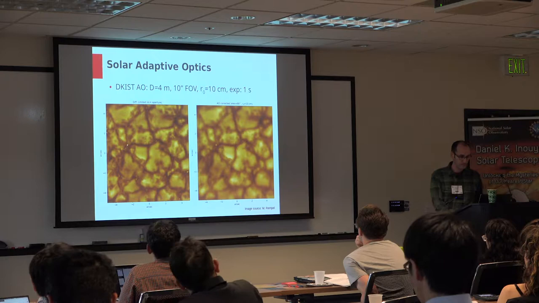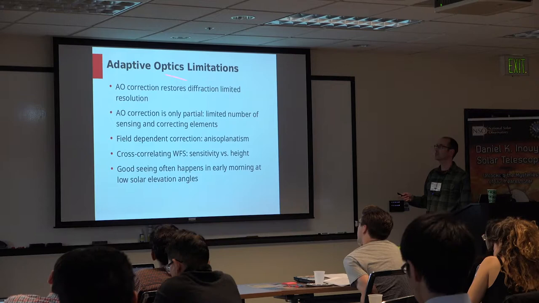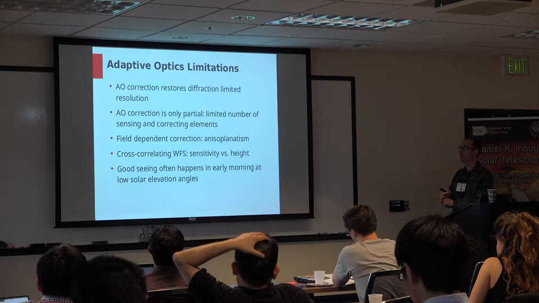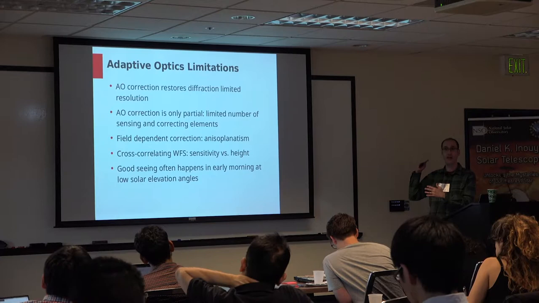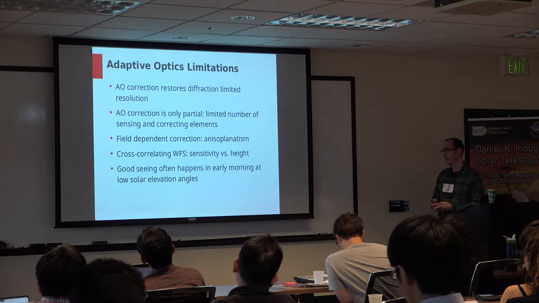So let's talk about the limitations of adaptive optics. The AO correction, like I just said, restores the diffraction limited resolution. But the correction is only partial. We have a limited number of sensing components and a limited number of active components that will set a maximum, a high limit on how much we can correct. The correction is field dependent. It's sharp in the center, and it gets less sharp as you get away from the center. And this is called anisoplanatism.